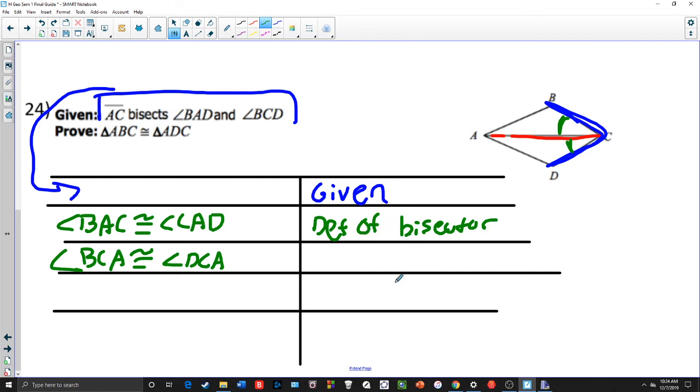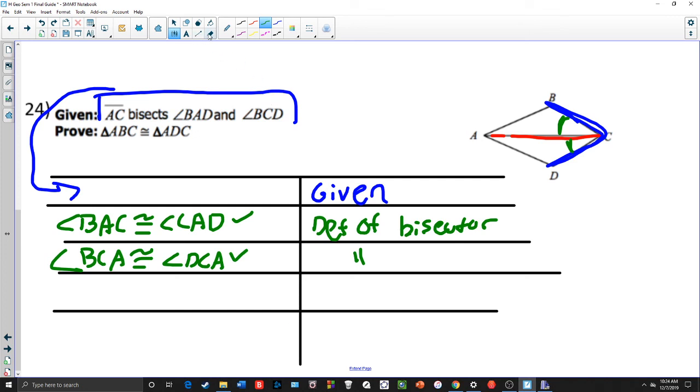If you want to write that down again, you can, or you can use ditto marks, which looks like an 11. This just means take the reason above it. So definition of bisector, and then definition of bisector again. If you bisect two angles, that means you have two pairs of congruent angles you can get from that.